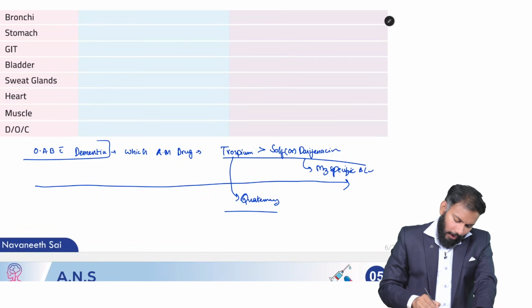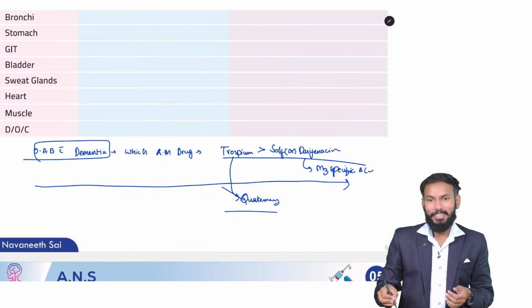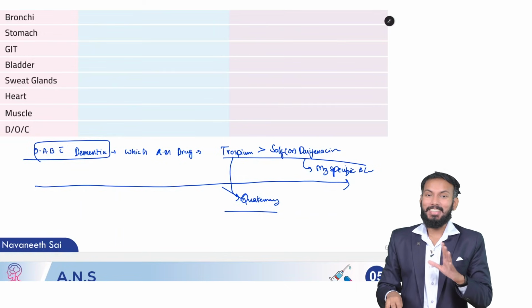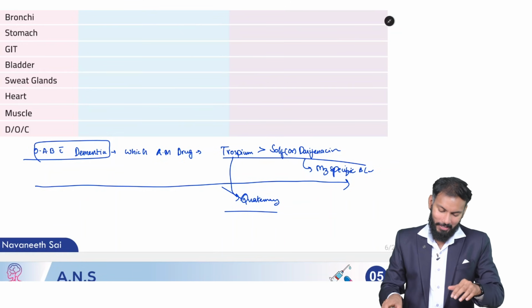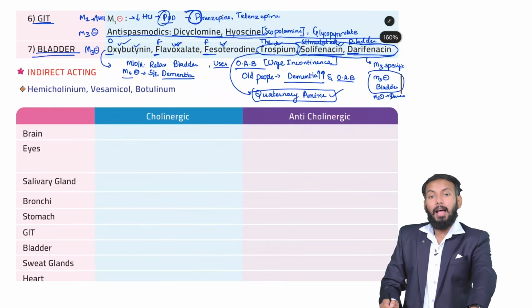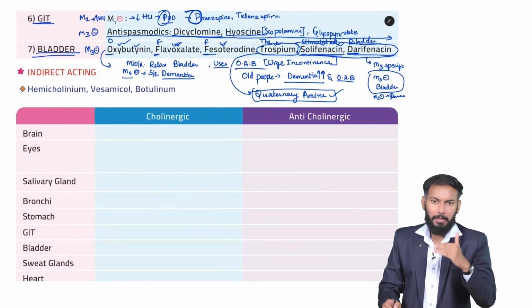Now, if I ask you what is the drug of choice in overactive bladder with dementia, it is none of these drugs. Which one is the drug of choice? That we will study in the sympathetic nervous system. If you know it, please comment. Okay. Now, after finishing the muscarinic antagonists, we have done with all the muscarinic antagonists.